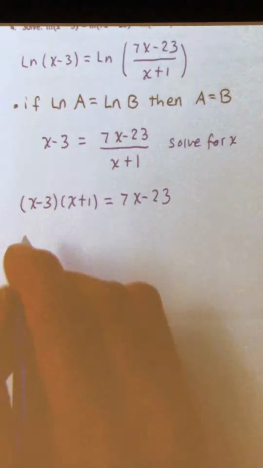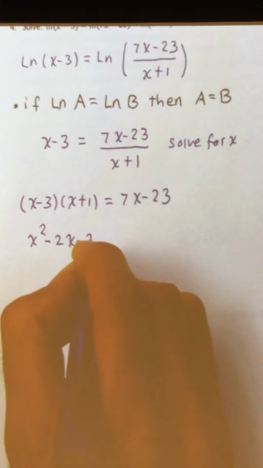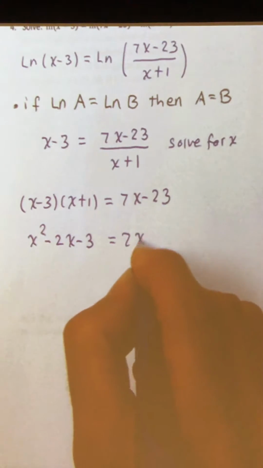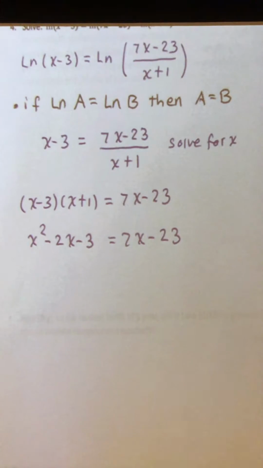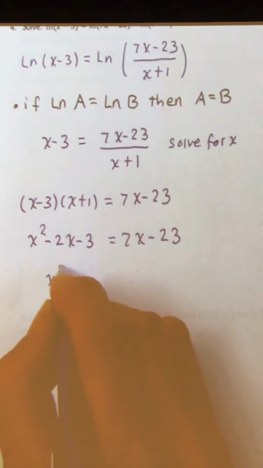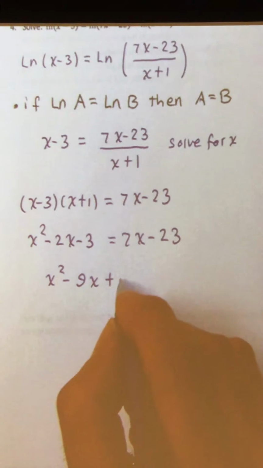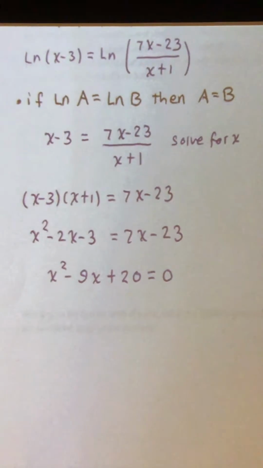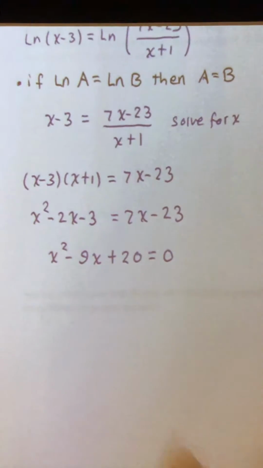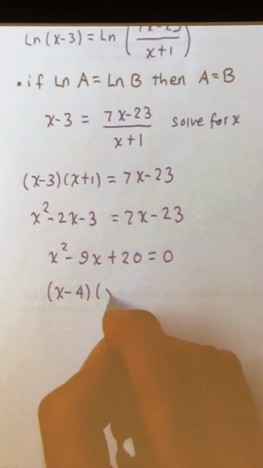We'll multiply out the left-hand side, giving us x squared minus 2x minus 3. Rewrite the right-hand side. And we'll gather all terms to the same side and prepare to factor, since we have a quadratic equation. x squared minus 9x plus 20 is equal to 0. And that factors very nicely. x minus 4 times x minus 5.